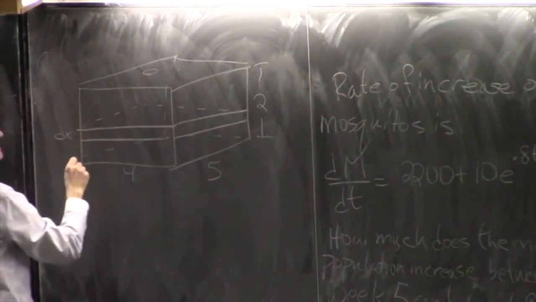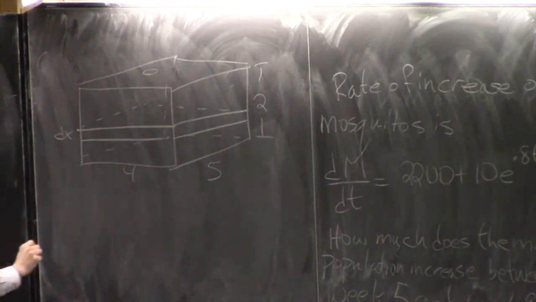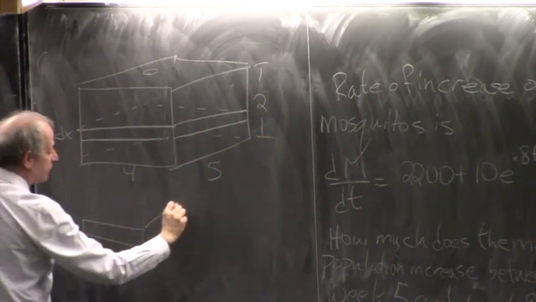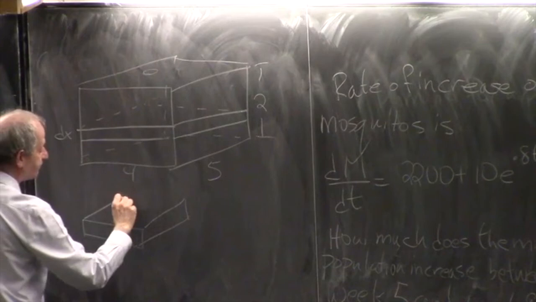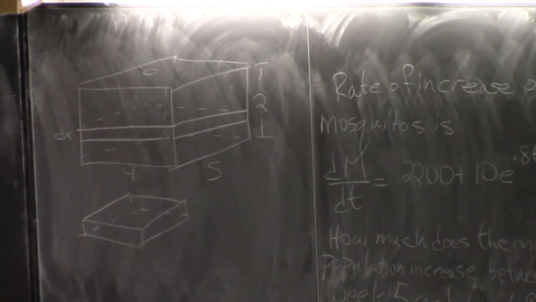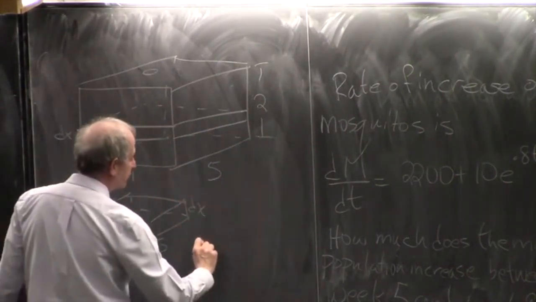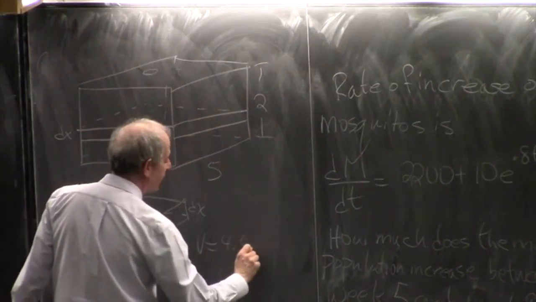So, you imagine that you have a little slice of the water, that the width of that slice is dx, okay? And it's a box, a rectangular shape, water like this. Good enough. So what's the volume of that water? Well, the volume of that water would be 4 by 5 by dx. So the volume would be 4 times 5 times dx.